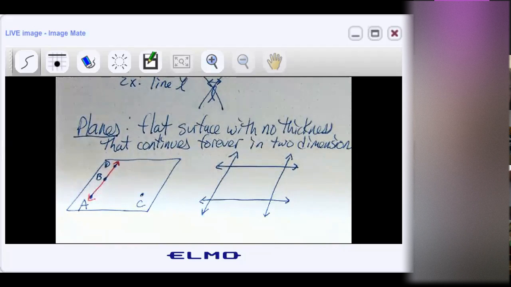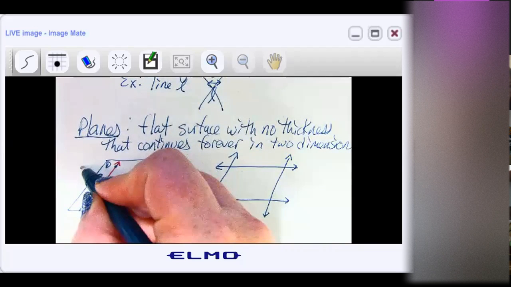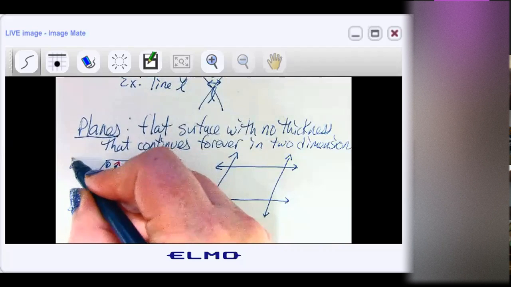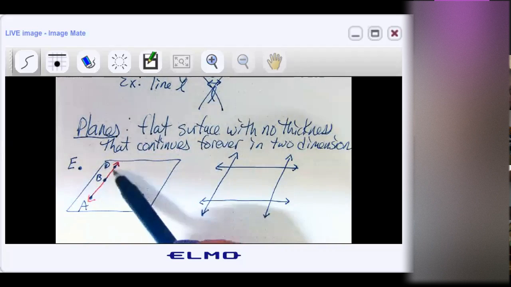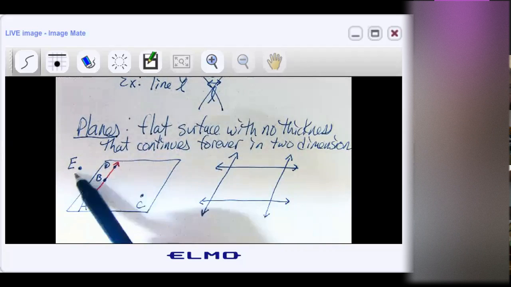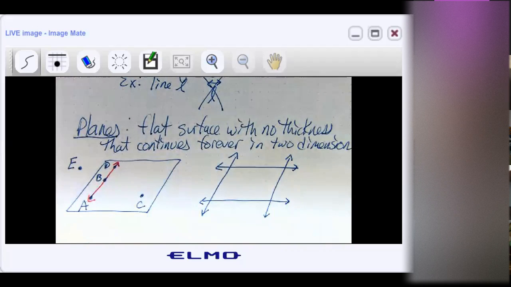If I wanted to show you a point that was not on this plane, I would just draw it outside of the parallelogram. Okay, so now you see I've drawn 4 points in the plane. I drew a line in the plane, and then I have this one point that's sort of floating away outside of the plane.